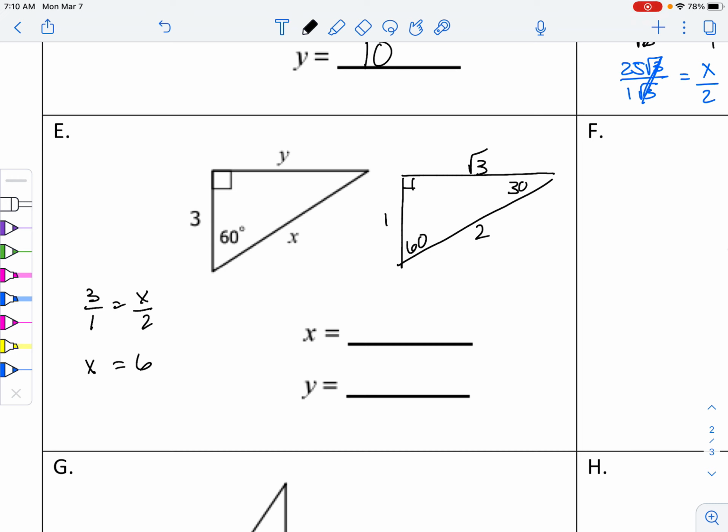That's awesome. Easy peasy. Don't have to worry about any of my Pythagorean theorems or any rationalizing. So I have x equals 6. From there, I'm going to try and solve for y. So I have y over square root 3 equals 3 over 1. Do my cross multiplying, and I get y is 3 square root 3.